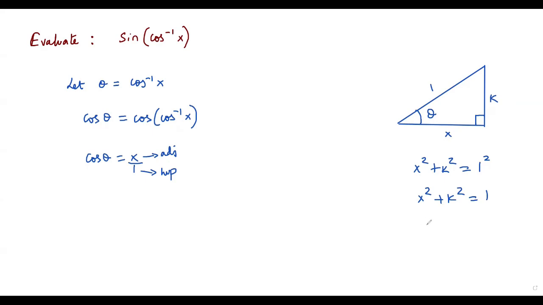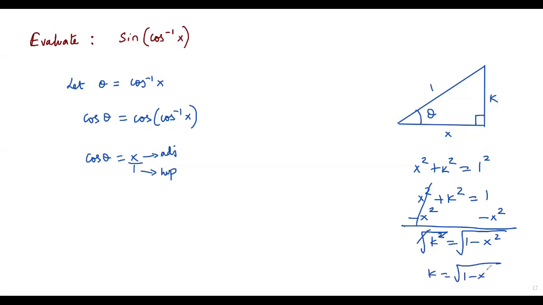So my aim is to find the value of k. So for that I have to isolate k. Let me subtract x squared from both sides. So this positive x squared and negative x squared will cancel. I'm getting k squared equals 1 minus x squared. Now my aim is to get the value of k, so I have to get rid of this square. For that I am taking the square root on both sides. The square root and square cancel. I'm getting k equals square root of 1 minus x squared.